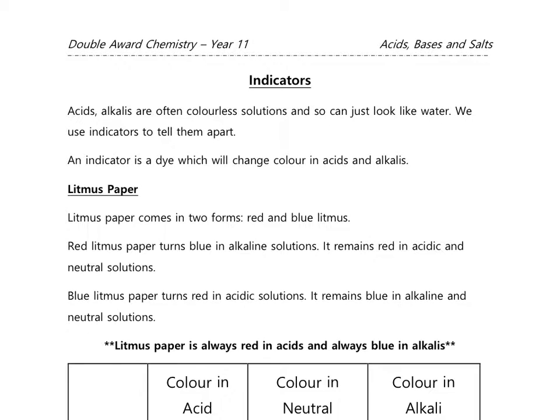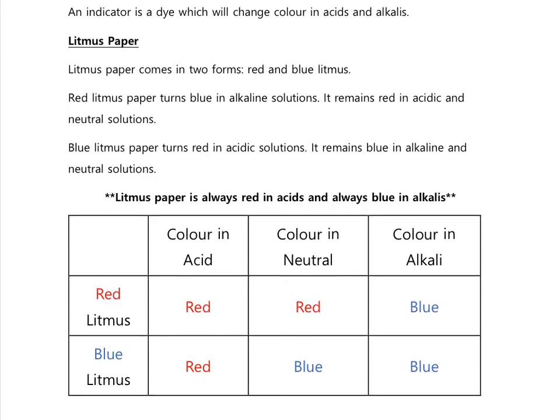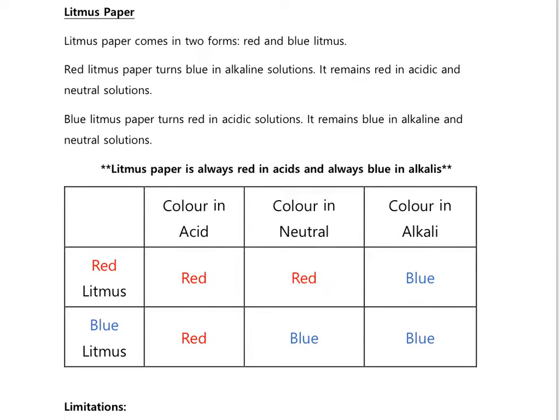So the first indicator that you need to be familiar with is litmus paper. Hopefully you remember from year 8 that litmus paper comes in two forms, red litmus paper and blue litmus paper. The thing to remember with litmus is that it's always red in acids and always blue in alkali solutions. And you can see from your table of results here that the colour it is in neutral depends on what colour it starts. So if it's red litmus paper, it'll stay red. If it's blue litmus paper, it will stay blue.